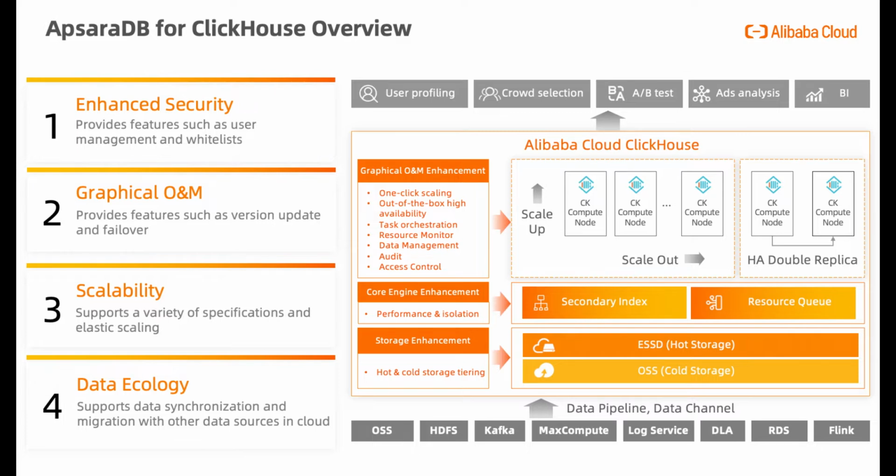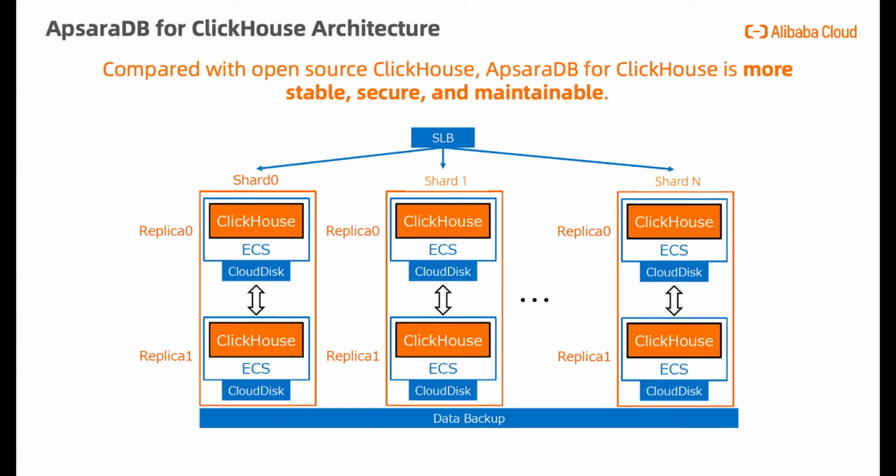Besides, as the structure shows, it supports various data pipelines and data channels, like OSS, Kafka, MaxCompute, RDS, and of course Flink. And other features, like the hot-cold storage tiering strategy, also help in cost reduction. Let's move to the deep dive part about those features.